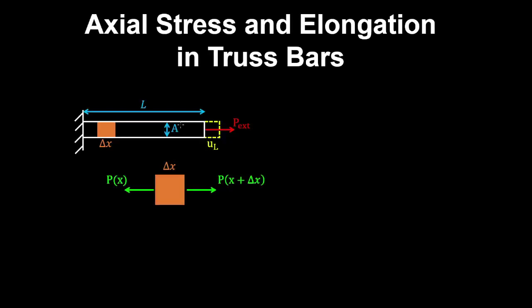Consider the following truss bar, subjected to an axial load, and these typically transfer axial forces because they're too slender to support bending loads. Now if we cut out an element of width delta x and take a horizontal equilibrium of forces, we have P of x plus delta x minus P of x is 0.